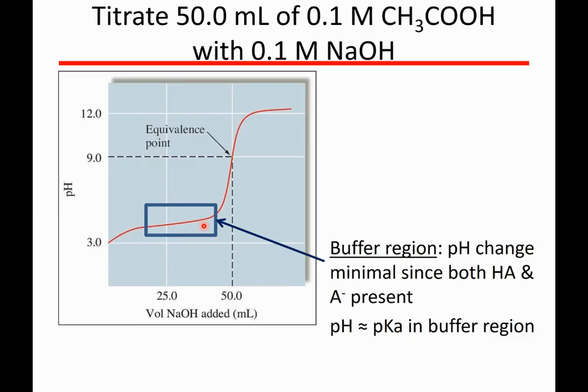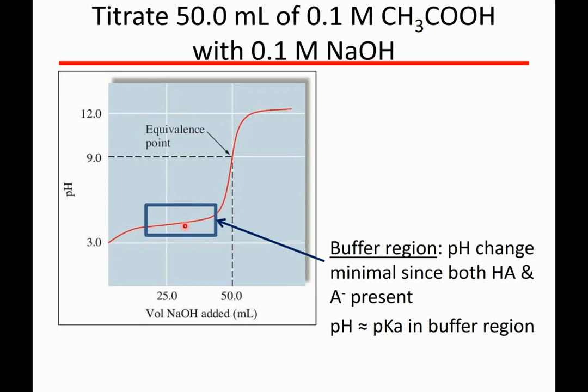A minus over HA. Now, that log of A minus over HA is a relatively small number, because when you take logarithms, that really serves to bring the number down. And so what you end up with is a situation where the pH is roughly equal to the pKa. It's very similar to the pKa in this region.